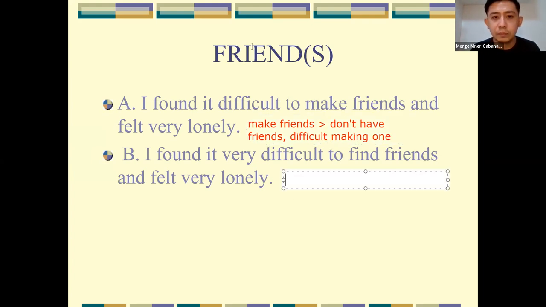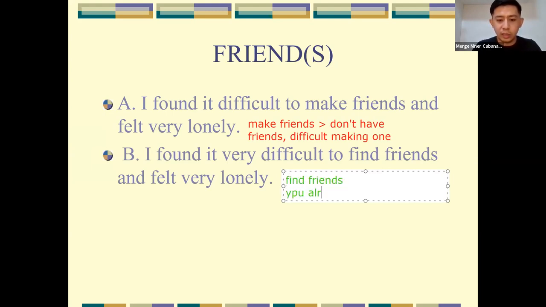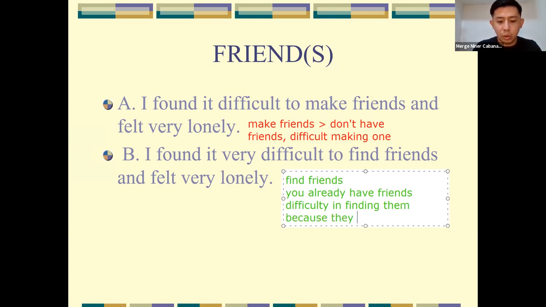But for find friends, you already have friends, you're only having difficulty in finding your friends because they owe you money. Is that correct, Jonalyn? Mahirap pa talagang hanapin ng mga kaibigan pag may hiram silang pera sa'yo? Yes, sir. All right, so thank you so much for that, Jonalyn. That's what I mean. So both finding friends and making friends are actually correct, but in this occasion, they have different situations to work on.